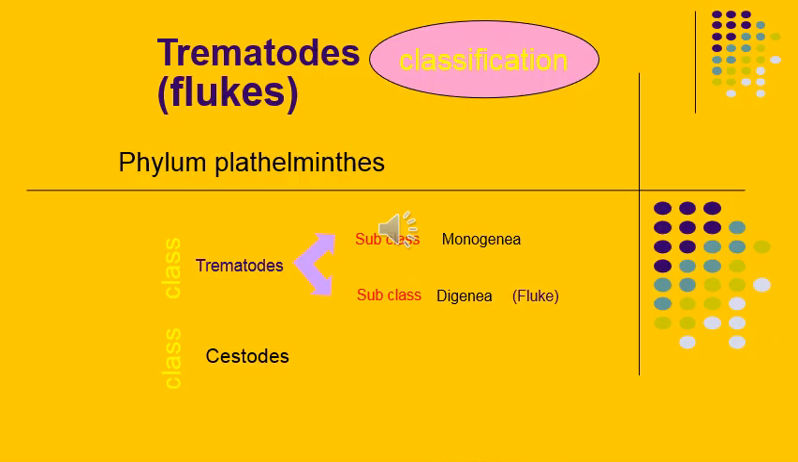In this slide, we are going to talk about the classification of trematodes or fluke worms. They are included in the phylum Platyhelminthes. The phylum Platyhelminthes has two classes, trematodes and cestodes. And the trematodes have two subclasses, monogenea and digenea. Monogenea usually are parasites of reptiles and amphibians, but the digenea are parasites of humans, cattle and some other vertebrates.